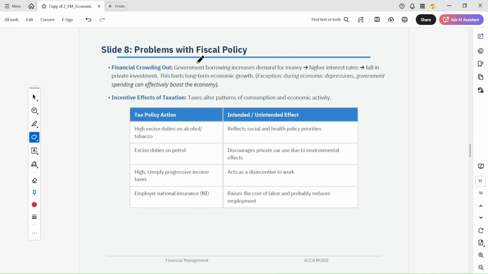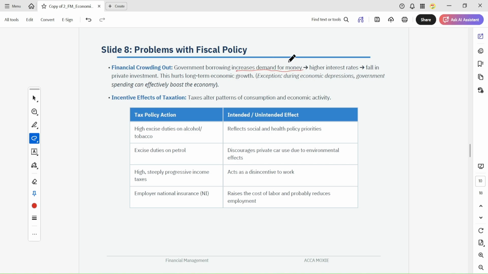Next is problems with the fiscal policy. So there are some problems with the fiscal policies, and we have to understand them here. The problem is financial crowding out. Financial crowding out is when the government spends more, so the government has to borrow, and when the government borrows, this increases the demand for money.